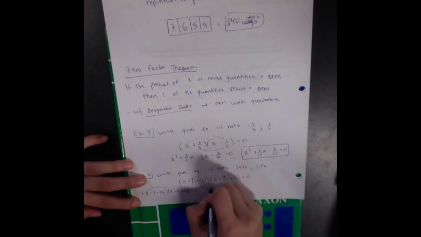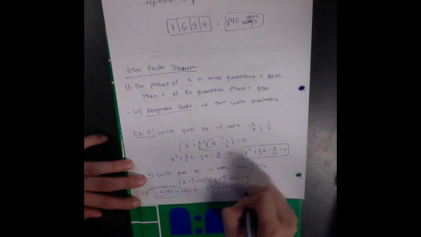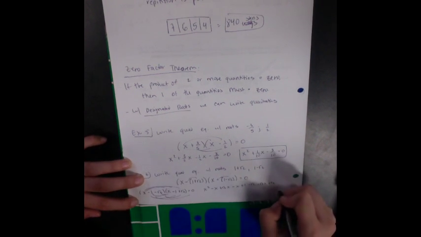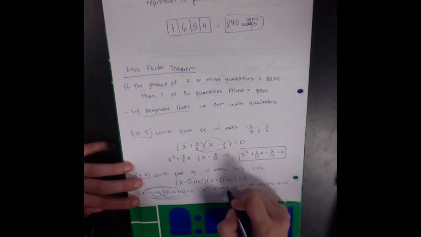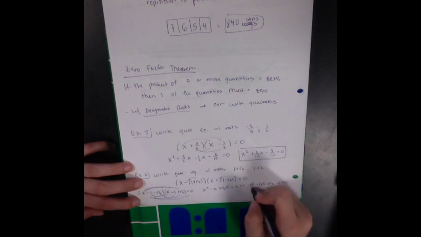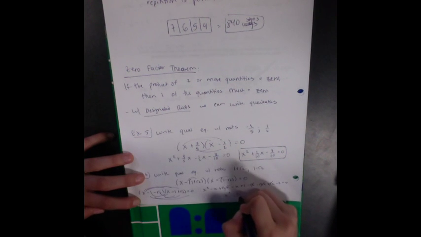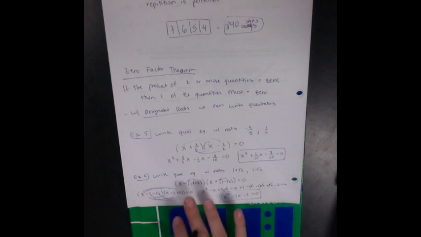And then I have to multiply all of this out. So I will get x squared minus x plus root 2x minus x plus 1 minus root 2 minus root 2x plus root 2 and minus 2 equals 0. Now, here if you look, my plus root 2x, my minus root 2x cancel. My plus root 2 minus root 2 cancel, leaving me with x squared minus 2x minus 1 equals 0. That is my quadratic.